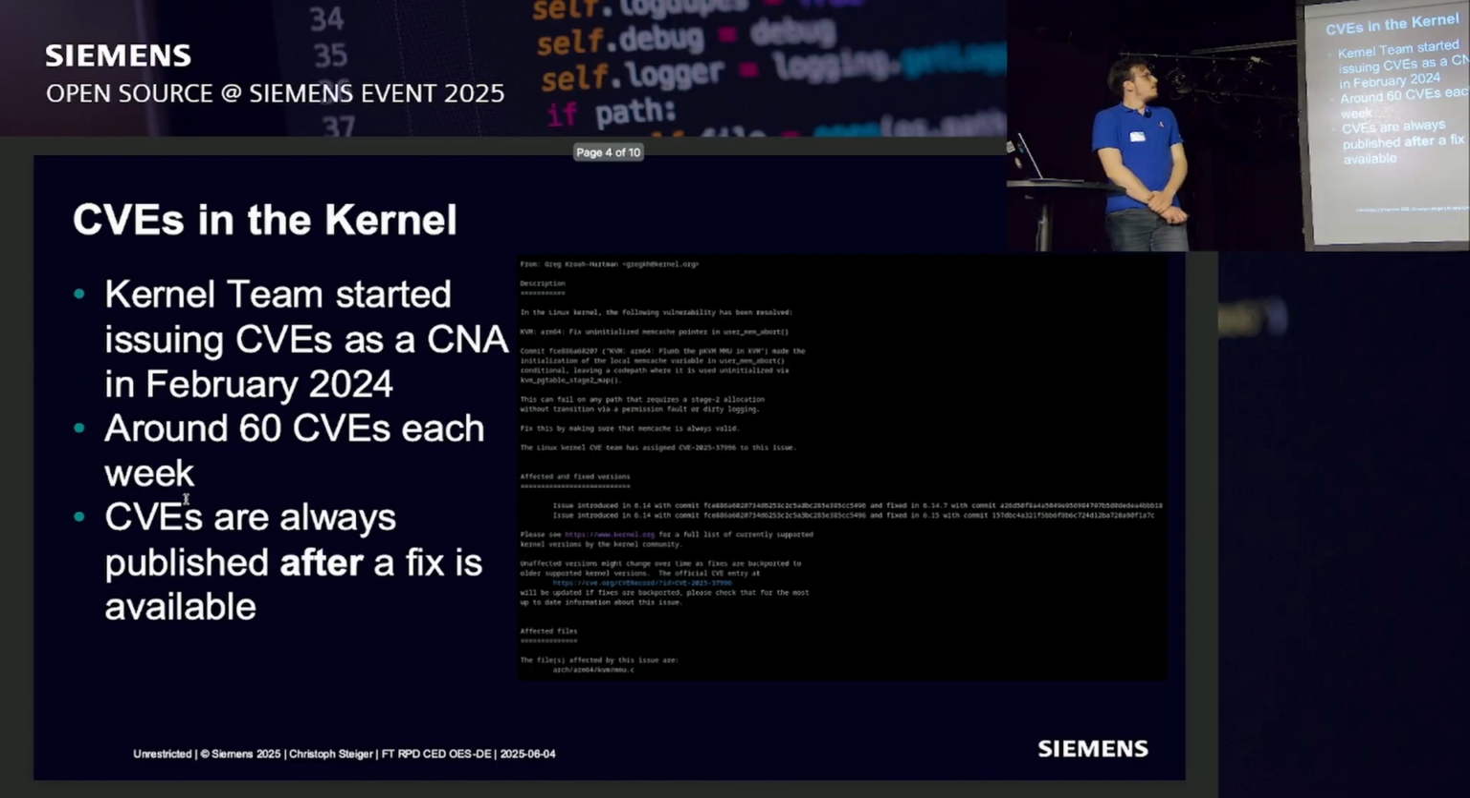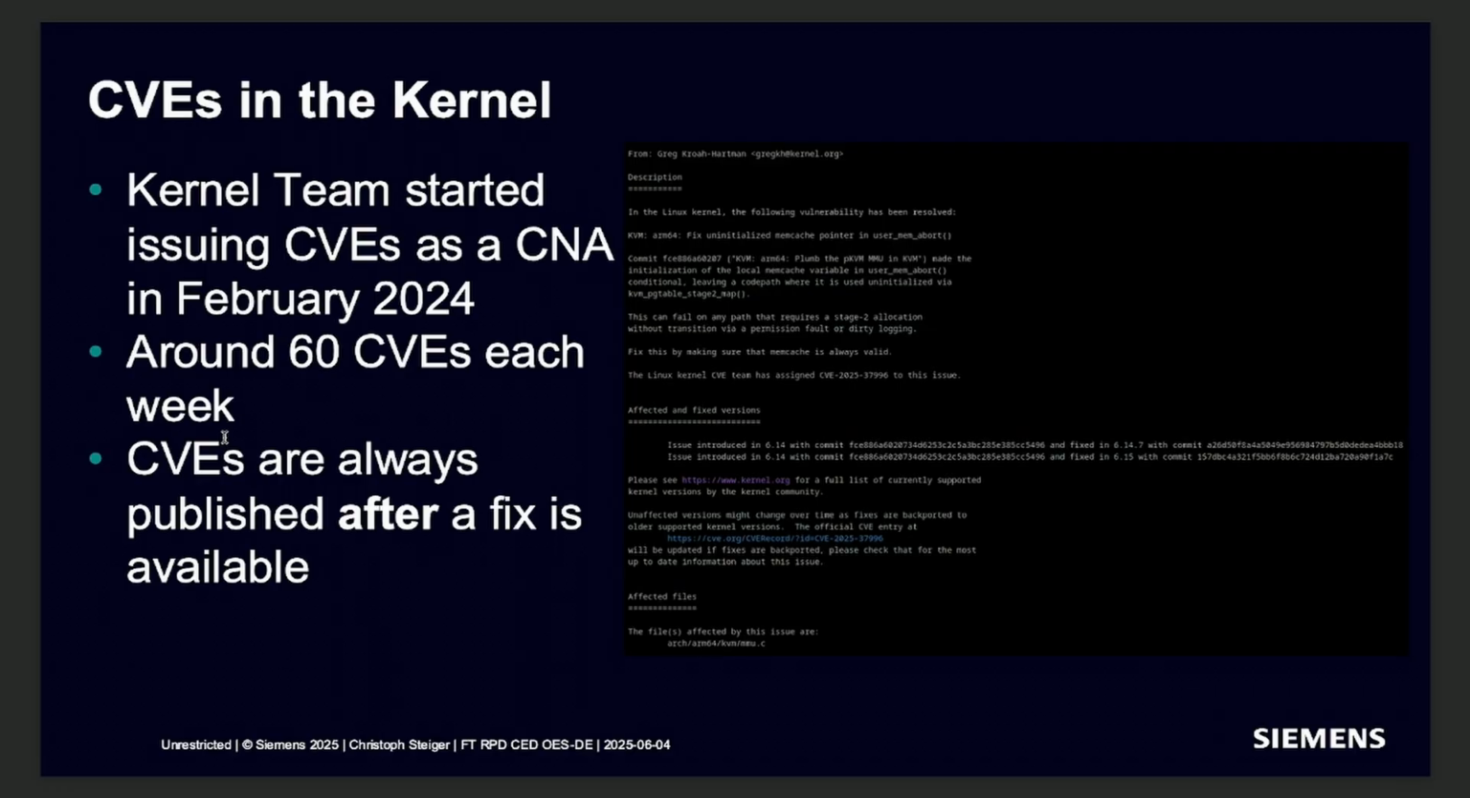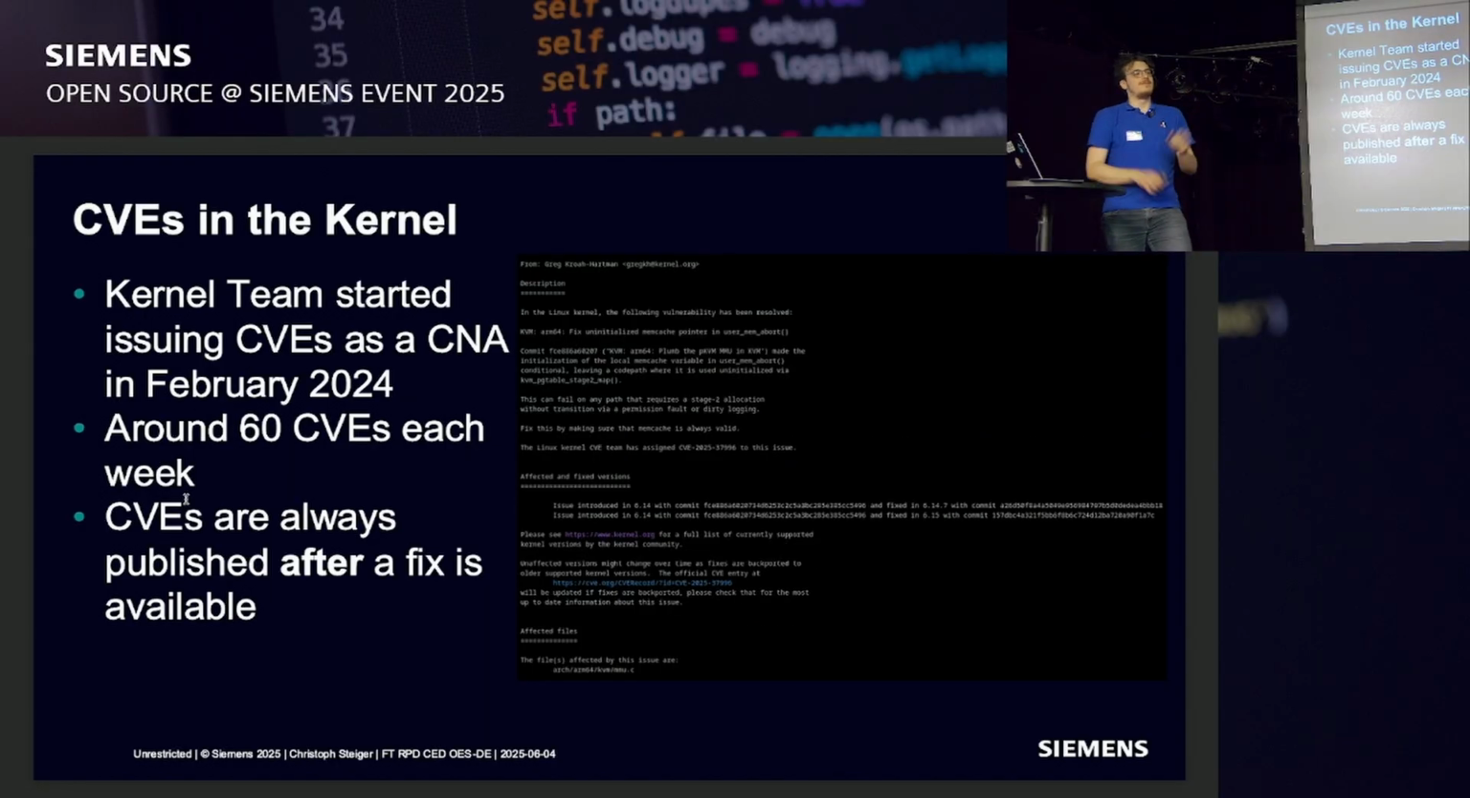Now, to understand why there's 1,000 CVEs, and why this is not actually a problem, we need to understand how CVEs in the kernel are handled. You could talk an hour about this. There's a very difficult history for the kernel and the CVE. To summarize, CVEs are slapped onto the kernel without their consent, probably.